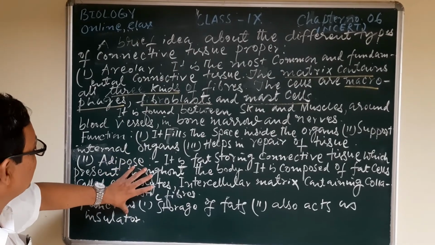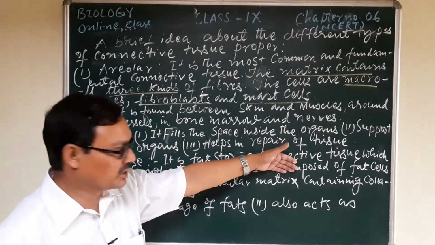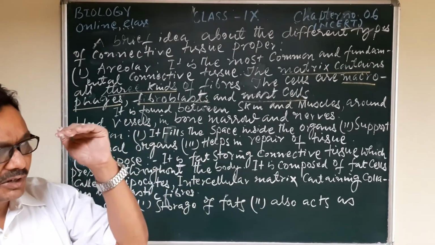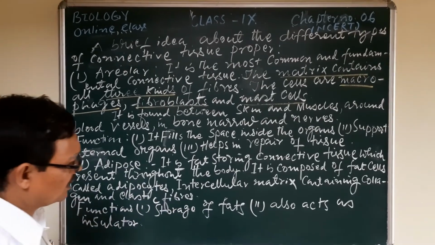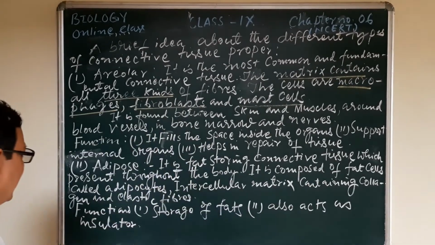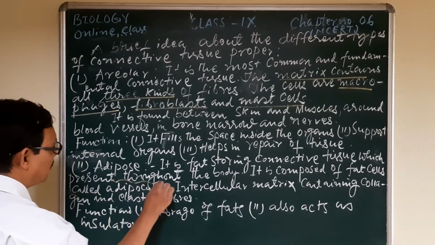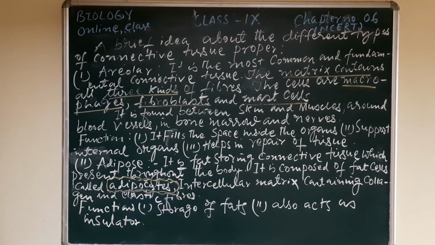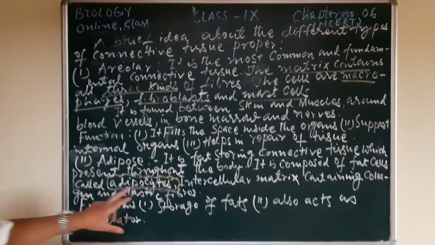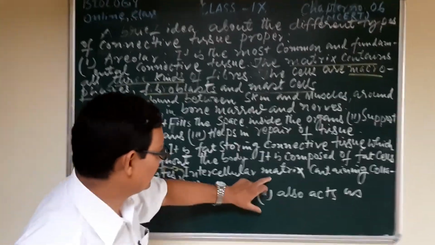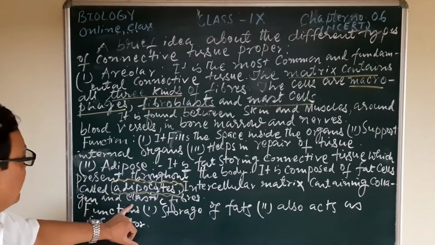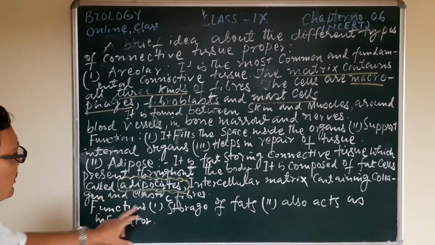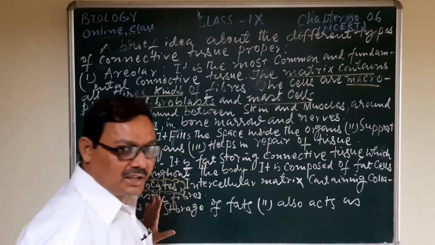Now the second one is the adipose. It is the fat storing connective tissue, which is present throughout the body, as it is present below the skin. It is composed of fat cells. What is the name of those fat cells? Adipocytes. These are some important points that must be noted, and you should be careful about all these points. The intercellular matrix contains 2 different types of fibers, collagen and elastic fiber. There is an absence of the reticular. The function is storage of fats and it also acts as an insulator.